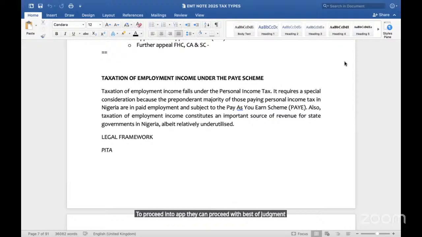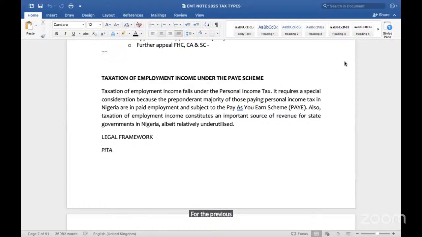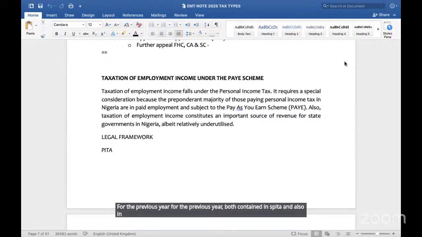Their best of judgment. So the self-assessment authority, they have the limit of six years to tax people beforehand, because in personal income tax, particularly, taxation is done for the previous year, both contained in PITA and also in SITA, but particularly for PITA, it is tax for the previous year that is taxed at the present year.